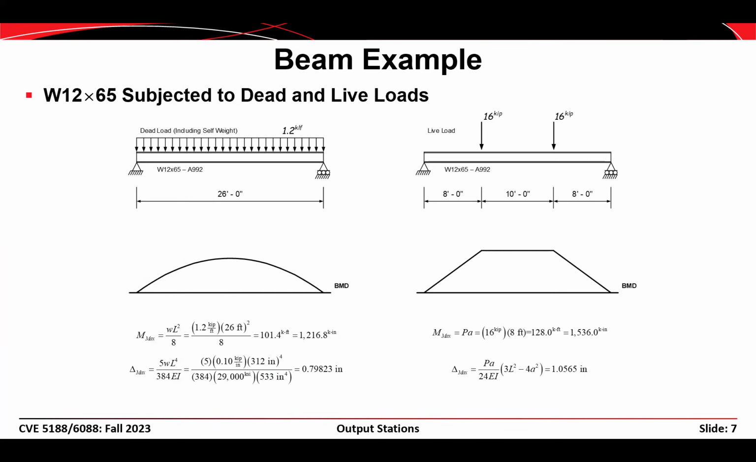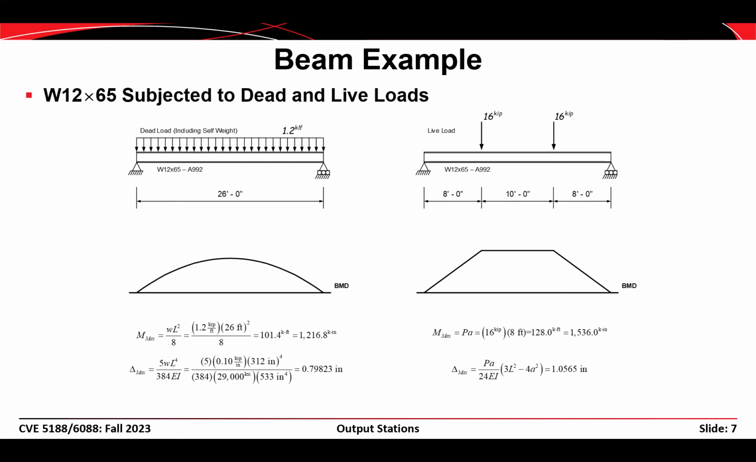So here's a simply supported beam, 26 feet long, and a dead load of 1.2 kips per linear foot, and a live load consisting of 2 point loads, each 16 kips. And so if we go through and calculate our theoretical results, the maximum moment for dead load should be 1,217 kip inches. The maximum moment due to live load should be 1,536 kip inches. The maximum deflection due to dead load, 5wL^4 over 384EI, should be 0.79, 0.80 inches. And the maximum live load deflection should be on the order of 1.06 inches.